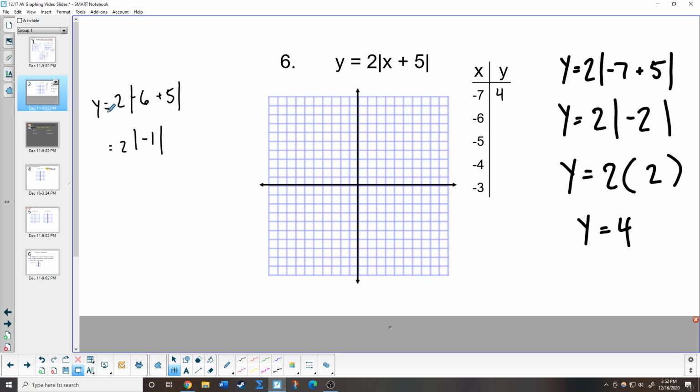And the absolute value of -1 is just 1. So we have 2 times 1, and therefore y is equal to 2. All right, here you go. Let's do a couple more in our heads now.